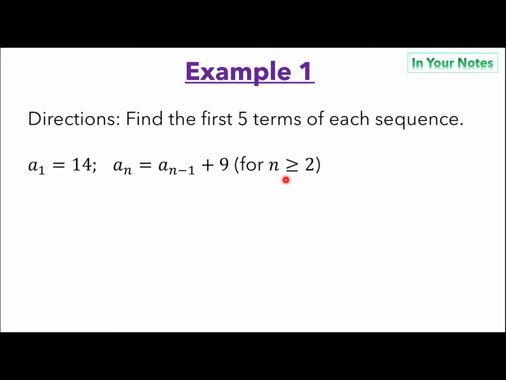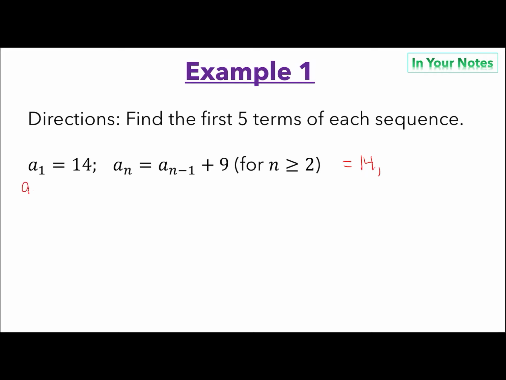Here it's just saying that n has to be greater than or equal to 2. That's just a limit, and you'll see why it has to be greater than 2 based on what our equation is saying right here. So let's put our answer right here. Our answer says, find the first 5 terms. I already know what my first term is. My first term is 14. What I need to do is find the next 4 terms.